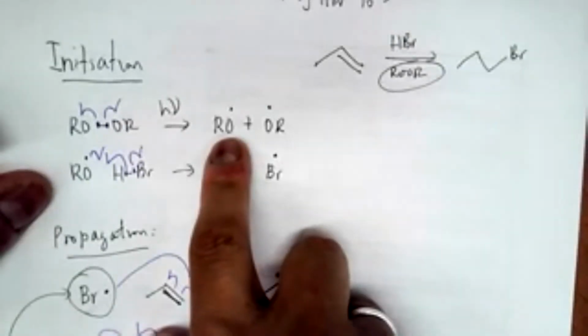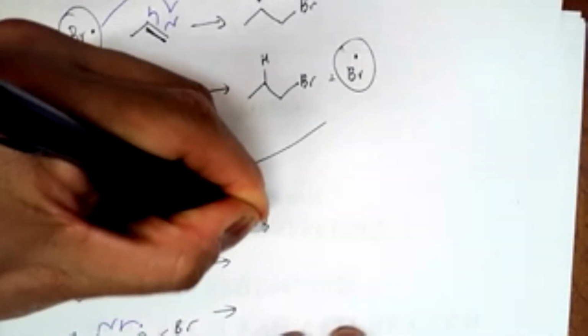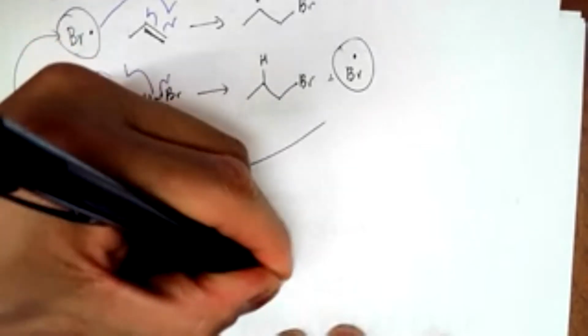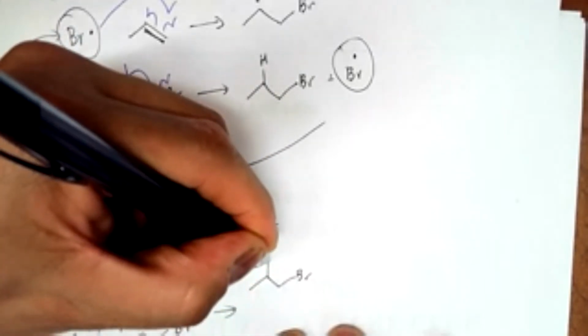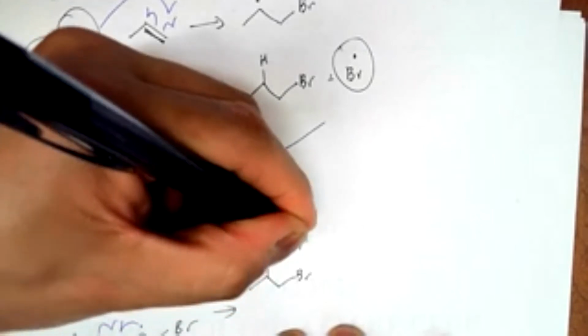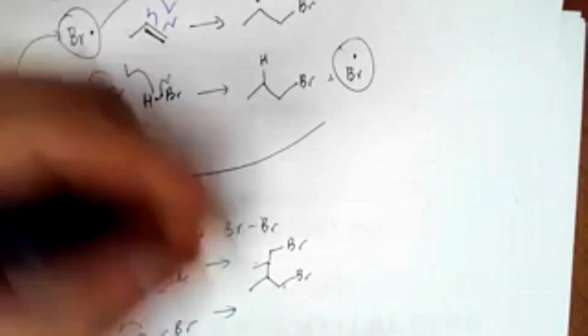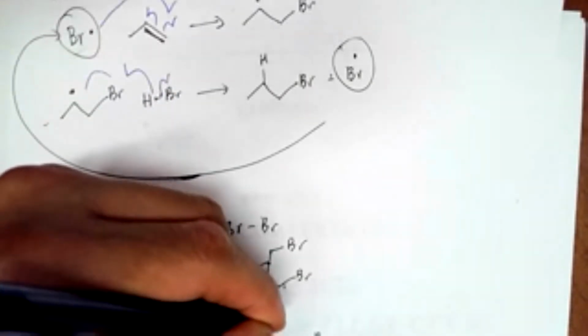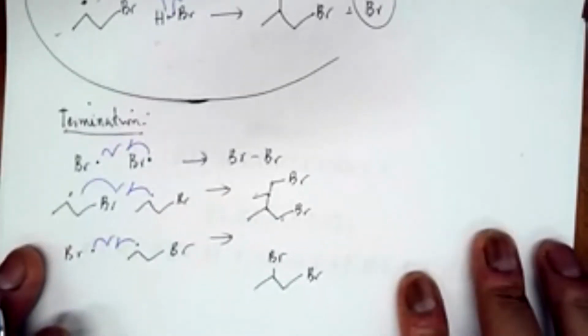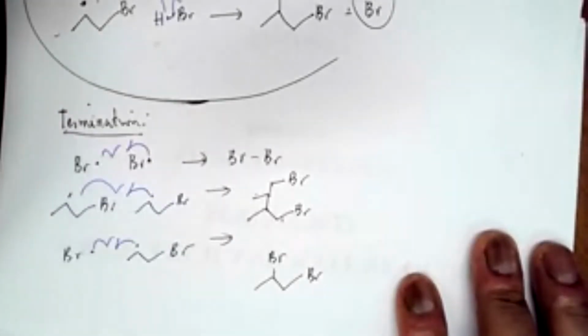Should I also make the RO radical participate? No, no, no. It's only a drop of that you need. You don't really need much. It's like a catalyst. So Br, Br. 1, 2, 3, 1, 2, 3. That's my product. So those are my termination products. And that's it for the mechanism.